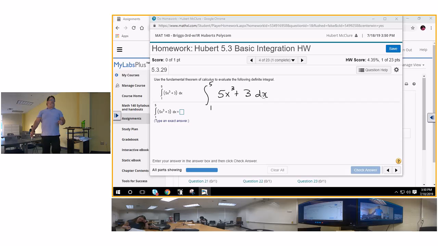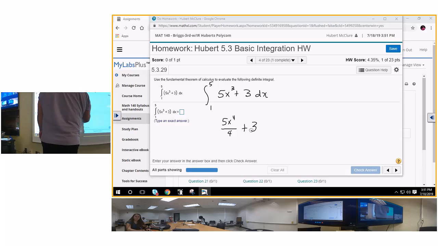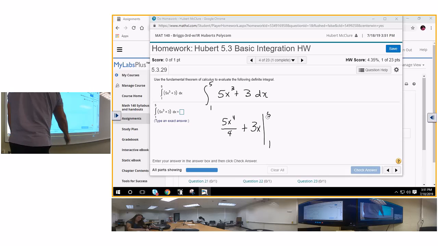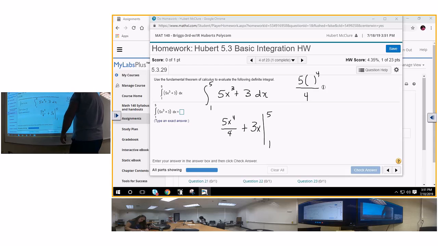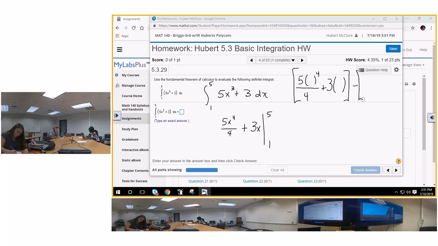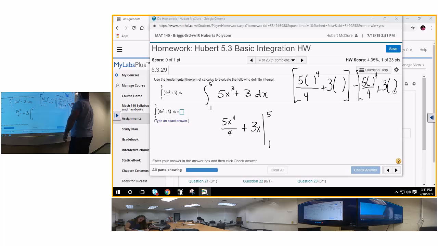So what's the antiderivative of 5x cubed? Five x to the fourth over 4 plus 3x evaluated at 1 and 5. 5 parentheses to the fourth over 4 plus 3 times parentheses, minus 5 parentheses to the fourth over 4 plus 3 times parentheses. And I'm going to put a 5 here and a 5 here and a 1 here and a 1 here.